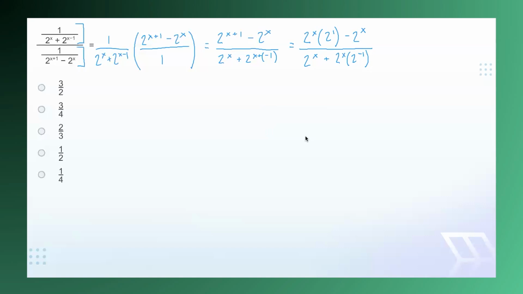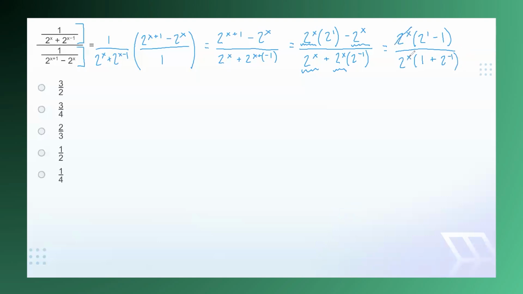Well, let's look a little bit closer because now I can very clearly see what was true all along, which is that I have a common factor of 2 to the x in all four of my terms. So I can factor out a 2 to the x in my numerator, giving me 2 to the x times 2 to the 1 minus 1. And I can factor out a 2 to the x in my denominator, giving me 2 to the x times 1 plus 2 to the -1.